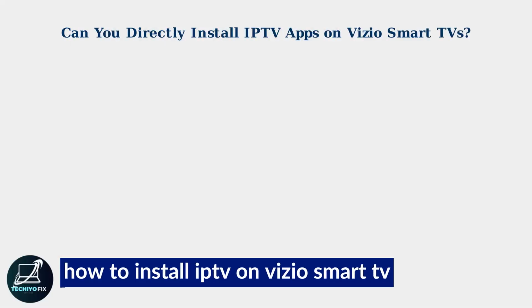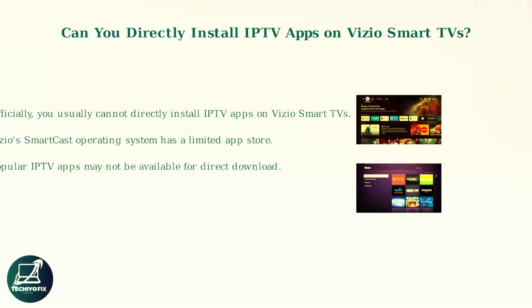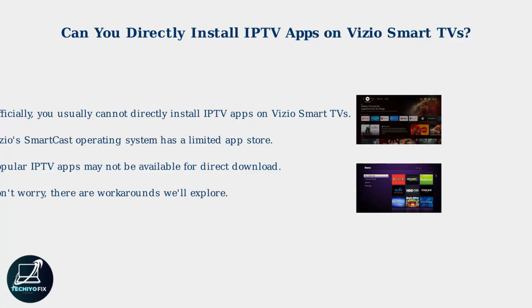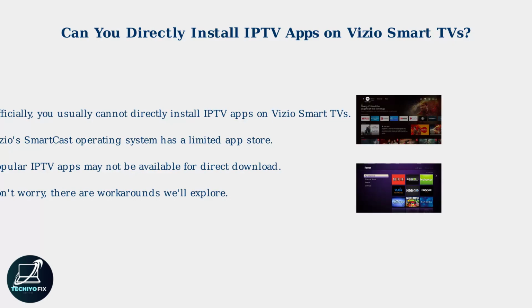Let's address the main question. Officially, you usually cannot directly install IPTV apps on Vizio Smart TVs. Vizio's SmartCast operating system has a limited app store compared to Android TV or Roku. This means popular IPTV apps may not be available for direct download. Don't worry, there are workarounds which we'll explore.